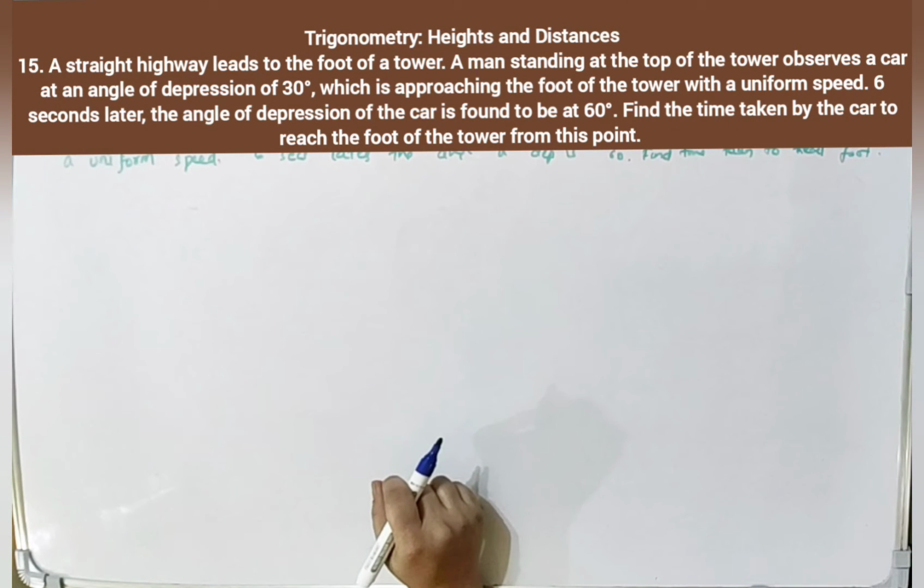Let's solve a trigonometry problem related to heights and distances. The problem states that a straight highway leads to the foot of a tower. A man standing at the top of the tower observes a car at an angle of depression of 30 degrees, which is approaching the foot of the tower with a uniform speed. 6 seconds later, the angle of depression of the car is found to be 60 degrees. Find the time taken by the car to reach the foot of the tower from this point.